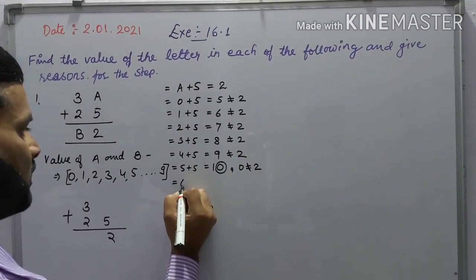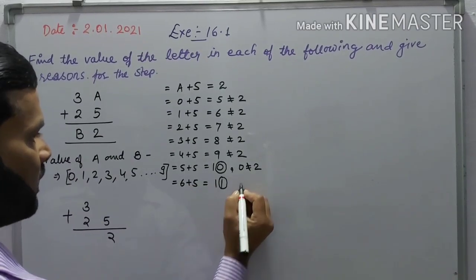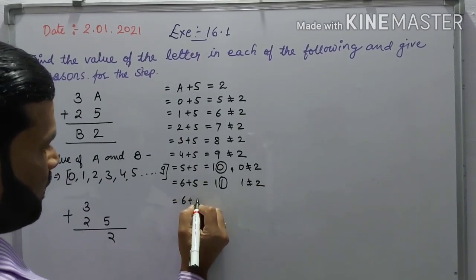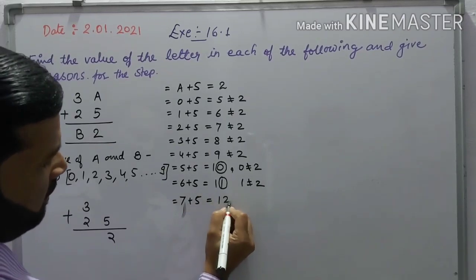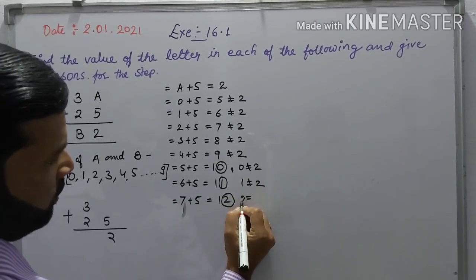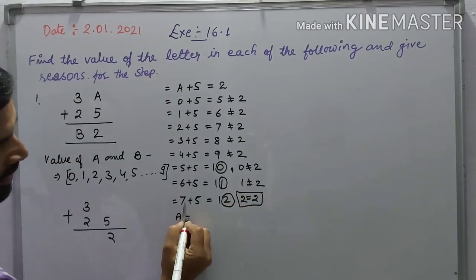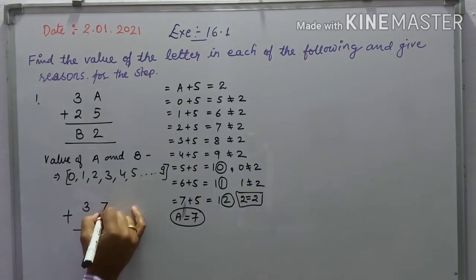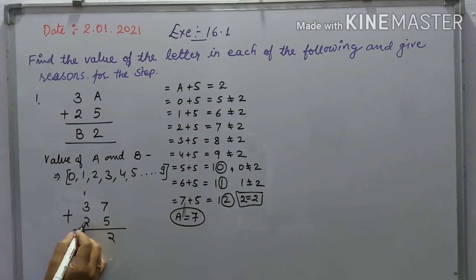Next, 6 plus 5 is equal to 11, but the unit digit is 1, and 1 is not equal to 2. And 7 plus 5 is equal to 12, and the unit digit is 2, equal to 2. Okay, it means the value of a is 7. So you write the 7. So 7 plus 5 is 12, and 1 carry, the 1 carry, and 5 and 6.